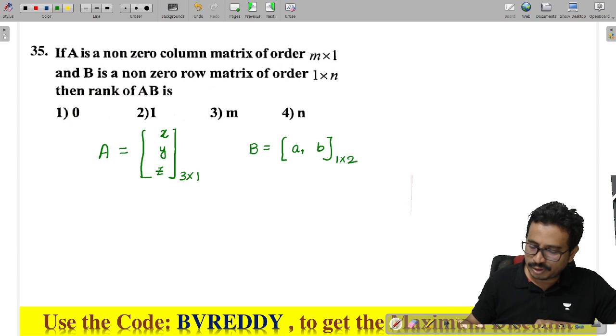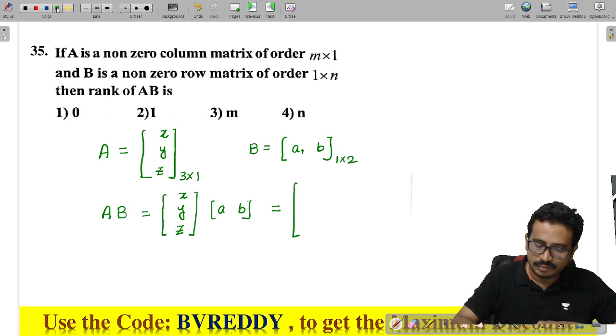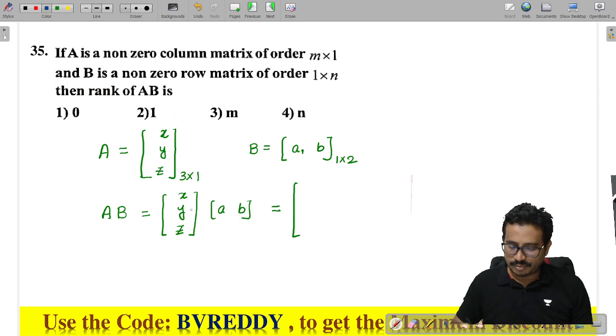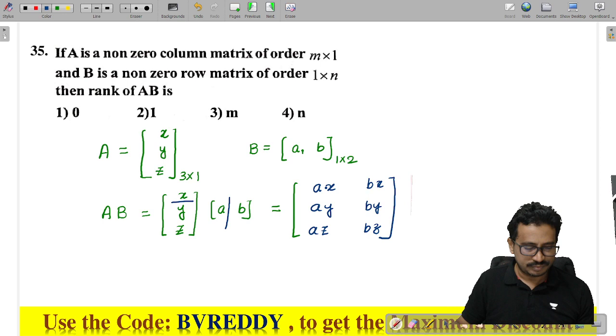1 cross 2 I have taken. Now this is AB we need to find, which is given as x, y, z and a, b. Now you can tell me, here we can multiply rows with columns. So what I will get here is AX, AY and AZ, and BX, BY and BZ.